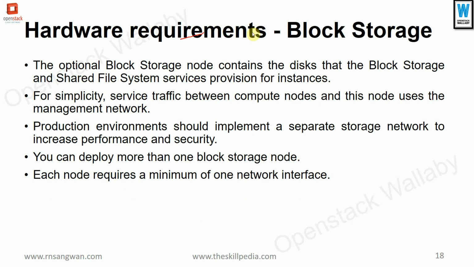And block storage, that is my third node. The optional block storage node contains the disk that the block storage and the shared file system service provision for instances. For simplicity, service traffic between compute node and this node uses the management network. Production environment should implement a separate storage network to increase performance and security. In our case, we are not going to have a separate network for this. You can deploy more than one block storage node. We are going to have only one. Each node requires minimum of one network interface.